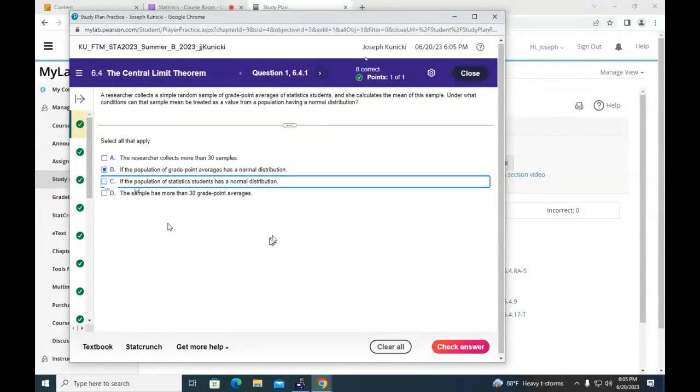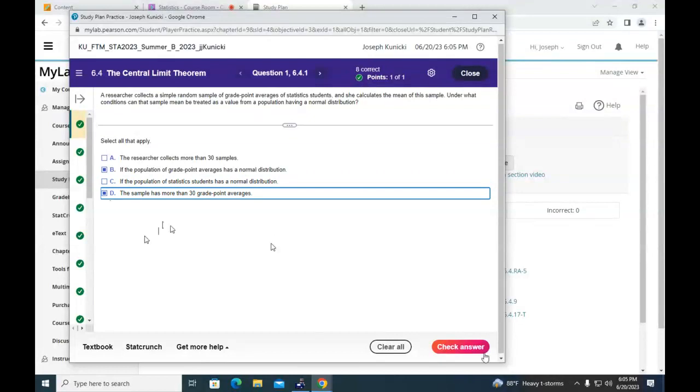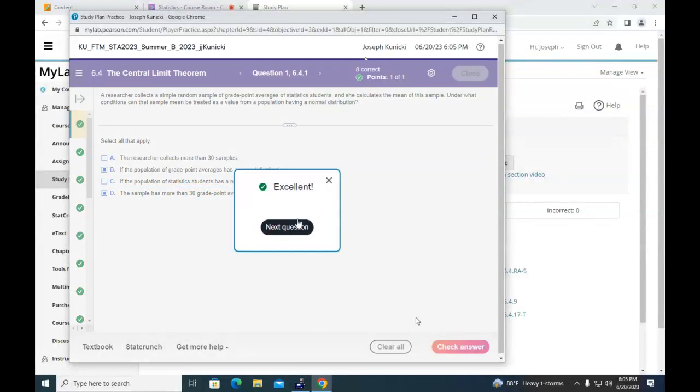Oh, there we go. This is the one that's wrong. I picked the population of statistics students. I just saw population. It's the population of grade point averages, and it's 30 or more grade points. There we go. Okay, so it's what I said. I just didn't pick the right one.